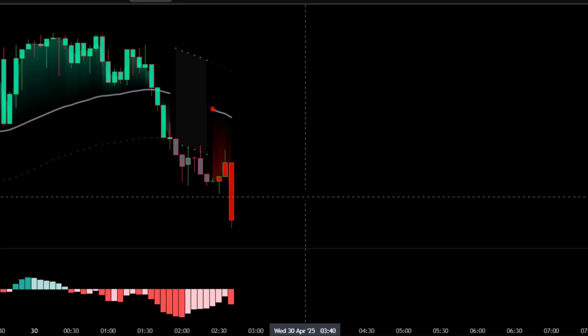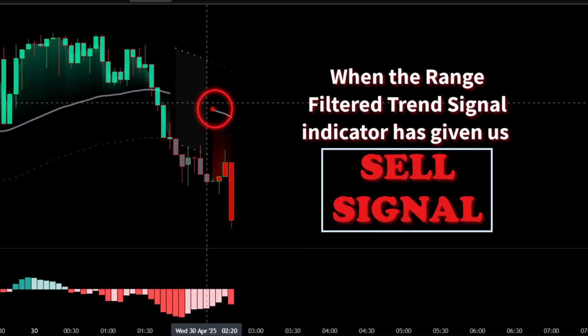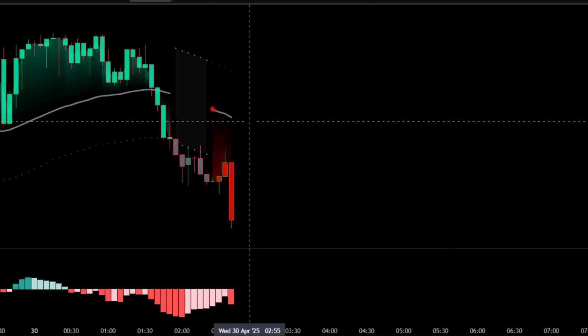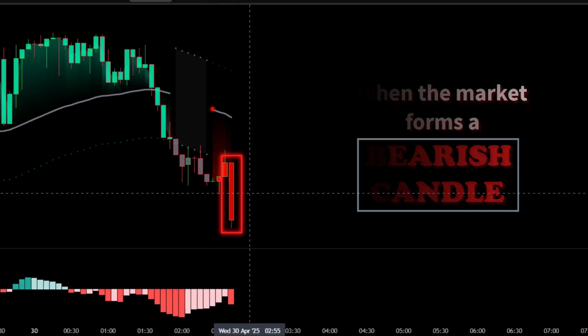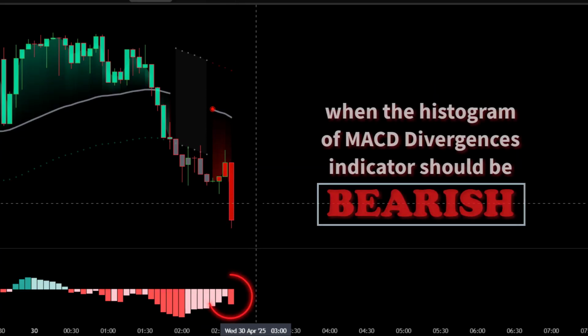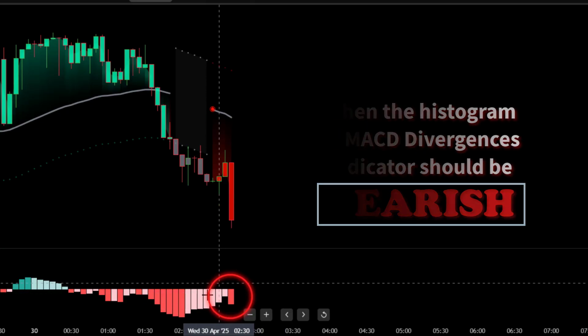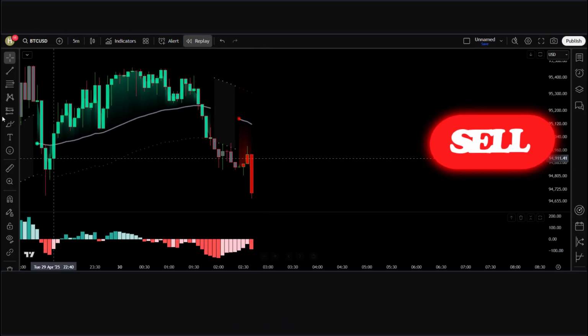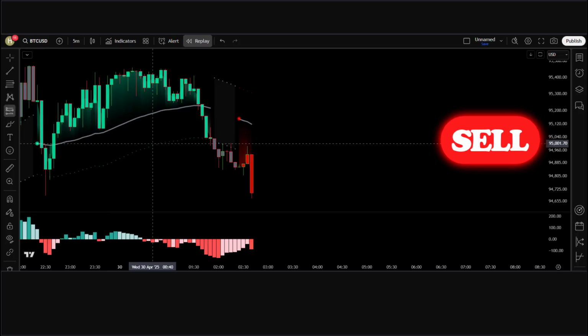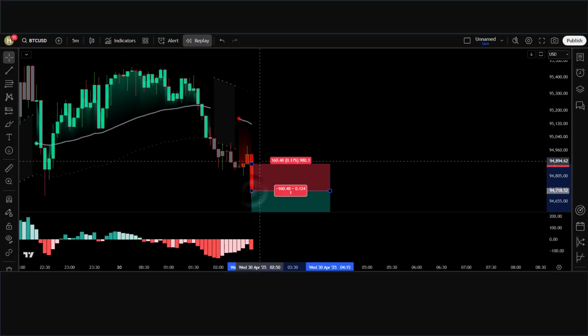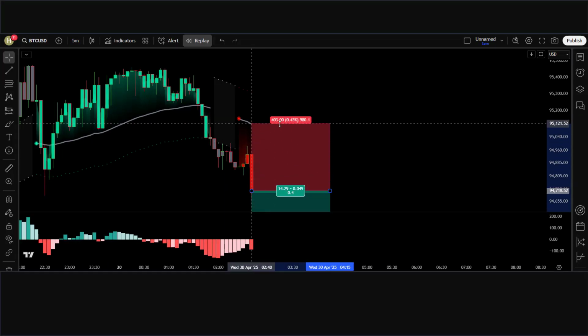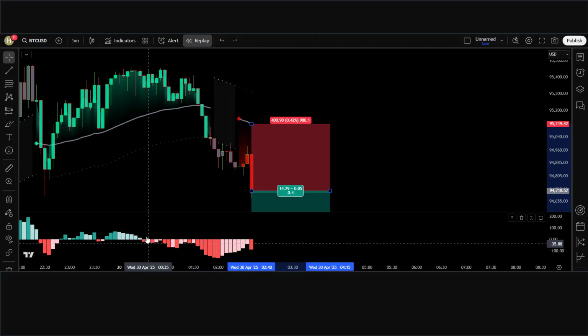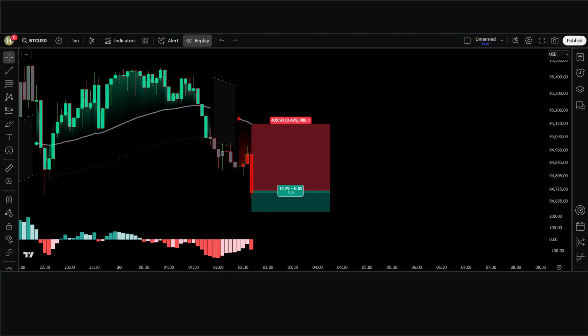Now, let's understand the concept where we will take buy and sell trades based on their conditions. When the range filtered trend signal indicator has given us a sell signal, when the market has formed a bearish candle, and when the histogram of the MACD divergences indicator is bearish, if these conditions are fulfilled, then we will place a sell order. Our stop loss will be placed at the plot line of the range filter, and the risk to reward ratio will be 1:1.5.